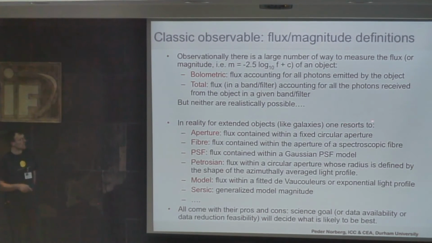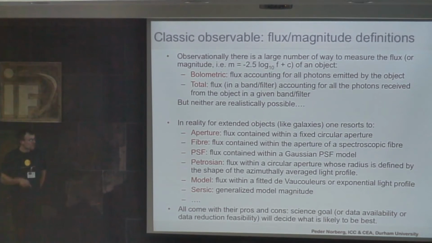So for extended objects like galaxies, we resort to a series of definitions. Aperture fluxes, fiber fluxes, PSF fluxes, Petrosian fluxes, model magnitudes, Sersic magnitudes. Honestly, you can do a whole lecture just on this, and I'm not going to do that. I just list them for you to be aware that there are absolutely loads of magnitude definitions on top of filters and so on, which all come with their quirks and their benefits.